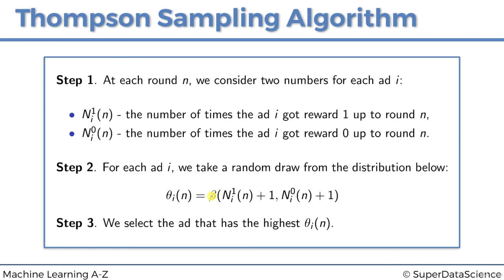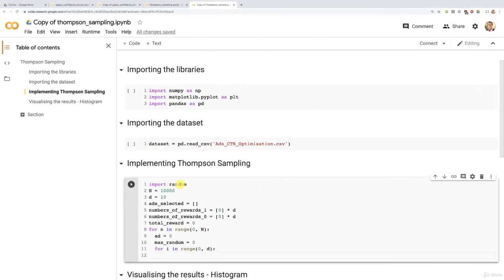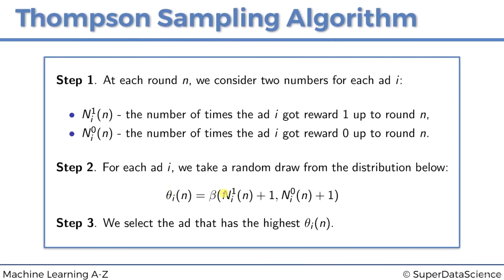The way to get the random draw from a beta distribution of these parameters is given by a certain function of this random library, which we, by the way, already imported in our implementation. This random library contains a function which can give you exactly what you want here, meaning a random draw from the beta distribution of any parameters. And that function is called betavariate, in one word, BETAVARIATE.